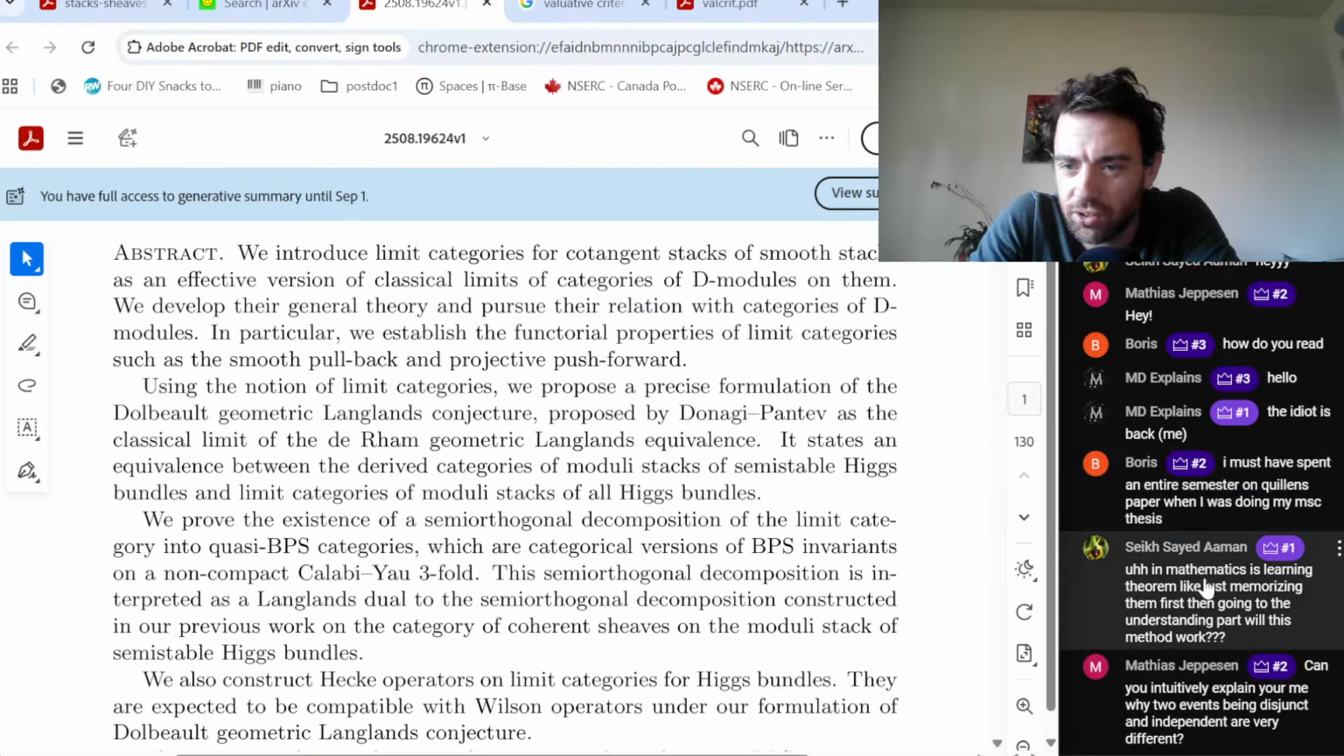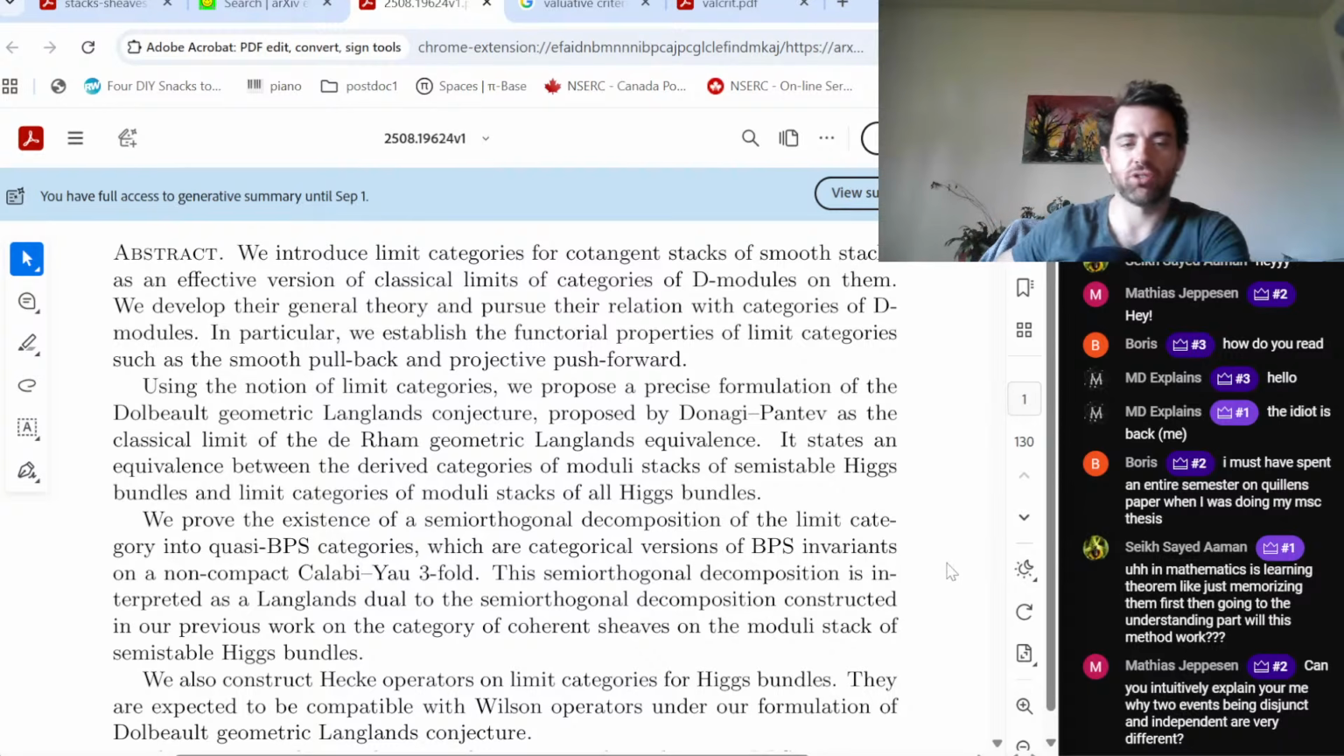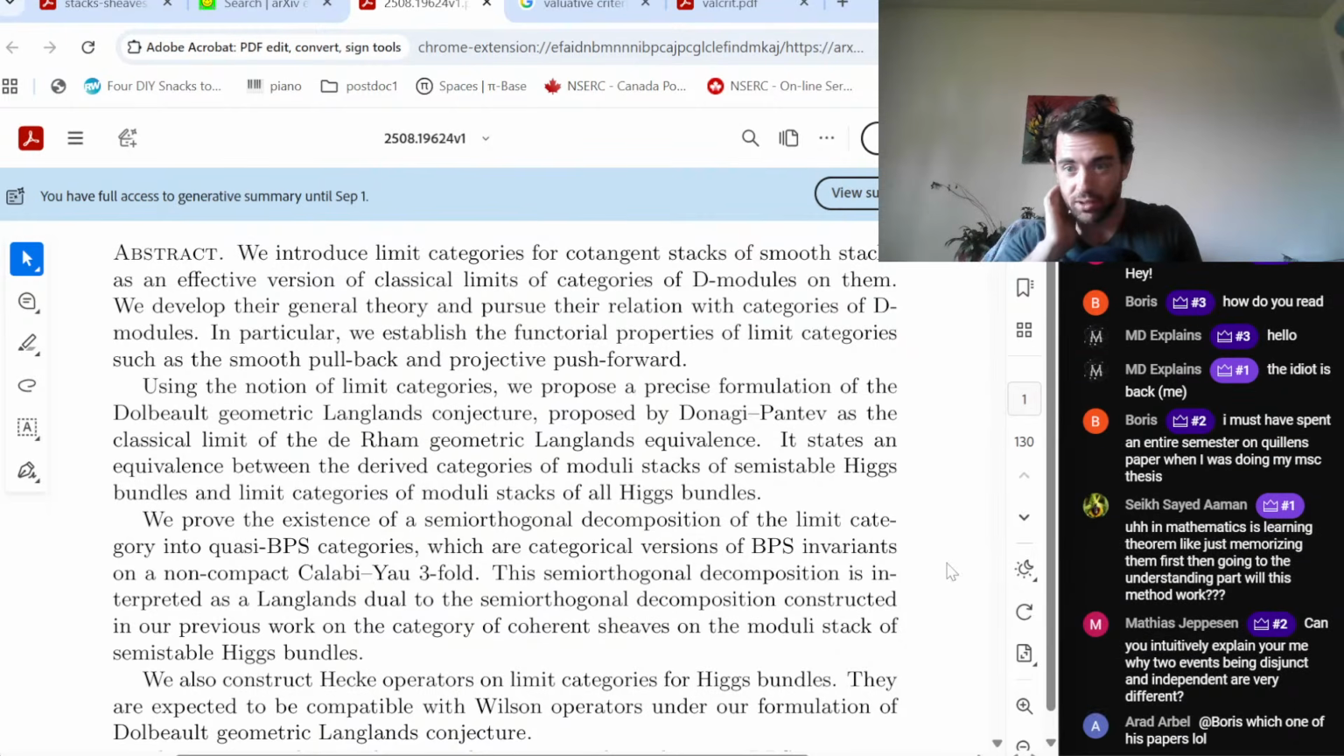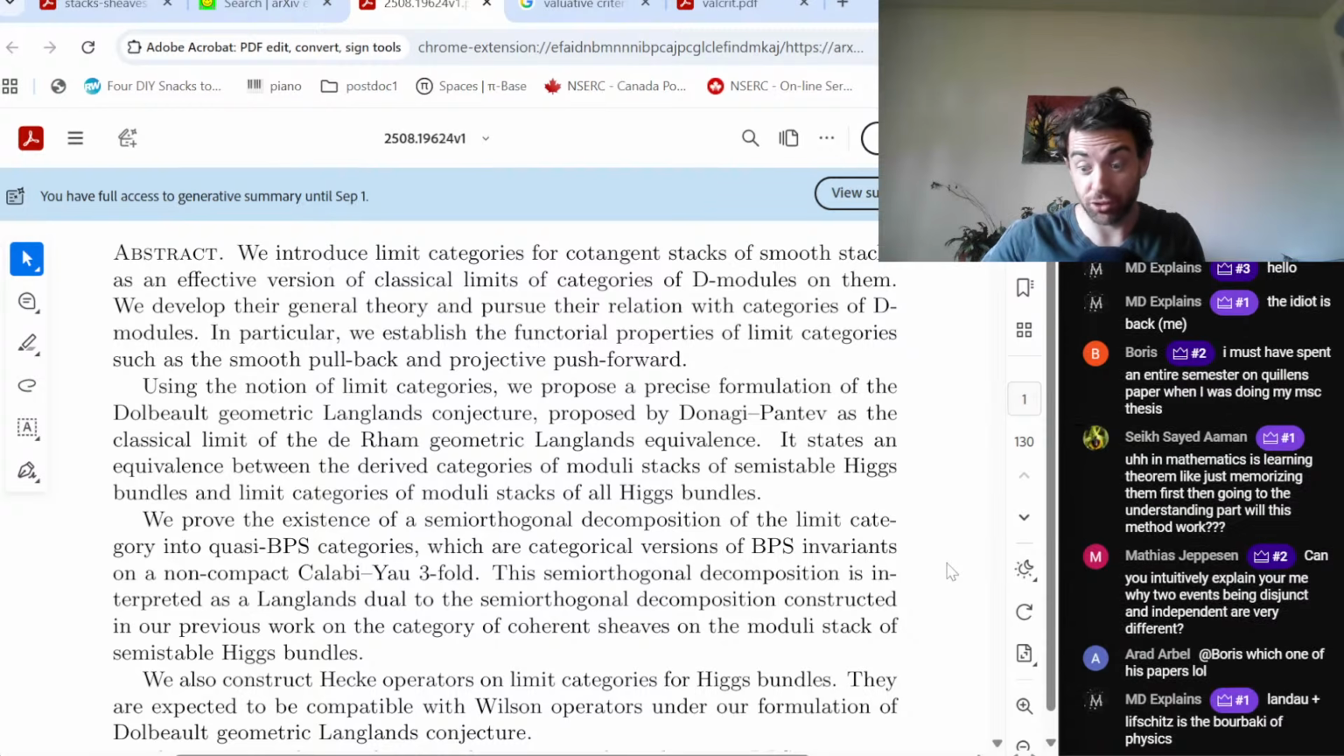In mathematics, is learning a theorem just memorizing it first and then going to the understanding part? Will this method work? Well, I don't want to say that some such method works or some such method doesn't. You've got to do what works for you. But probably you best learn a theorem through doing exercises which have you apply that theorem. As you write out the proofs in full detail, you will end up accidentally memorizing that theorem on the way as you apply it properly.